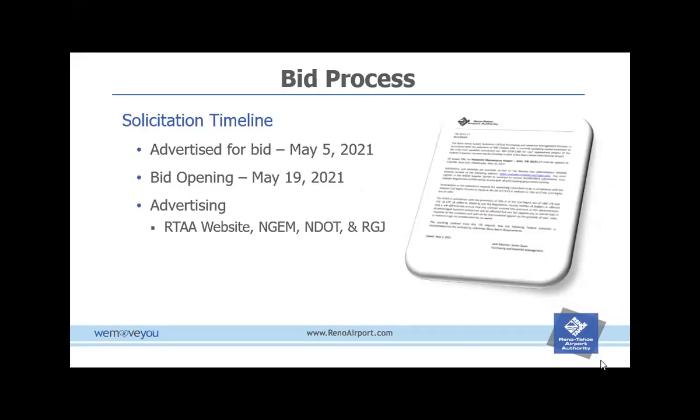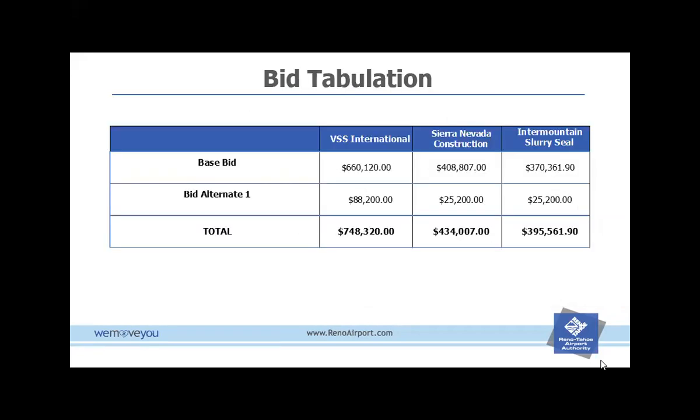Went out to bid May 5th and the opening of May 19th, advertised on several entities to make sure the project got out to the public. We received 3 bids, one from VSS International, Sierra Nevada Construction, Intermountain Slurry Seal. Intermountain Slurry Seal was our low bidder. You can see the price discrepancy between VSS International and our 2 local contractors. They are coming from Sacramento, so that's why there is a premium on that dollar amount compared to SNC and Intermountain.